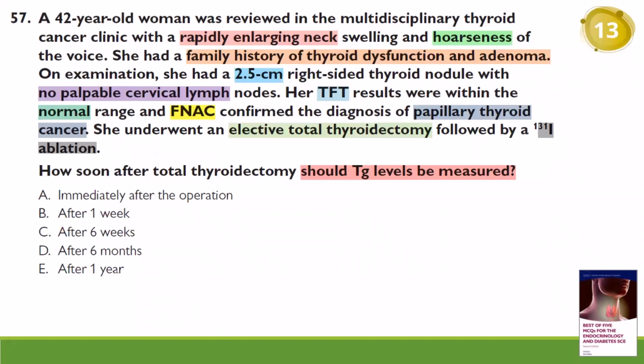This is a patient, a 42-year-old woman, reviewed in the multidisciplinary thyroid clinic with a rapidly enlarging thyroid nodule, hoarseness of voice, family history of thyroid cancer, thyroid nodule 2.5 centimeter, non-palpable cervical lymph node, fine needle aspiration cytology papillary thyroid carcinoma, and the patient underwent elective total thyroidectomy, followed by radioactive iodine ablation. How soon after total thyroidectomy should TG level be measured?